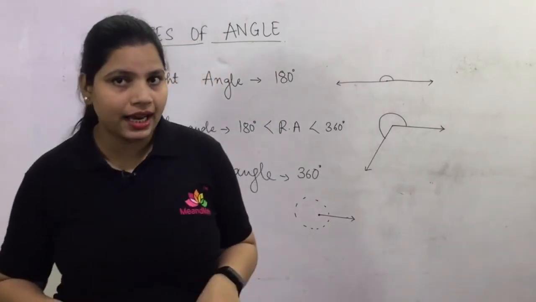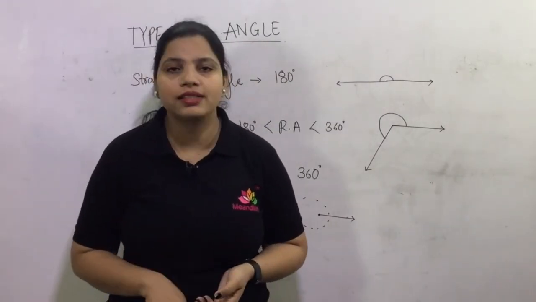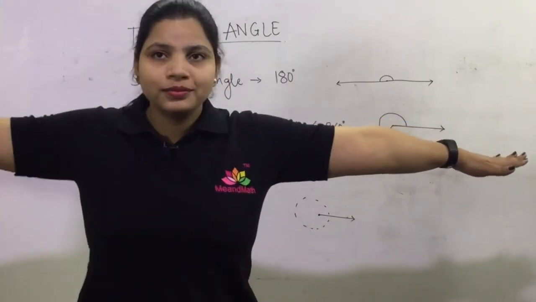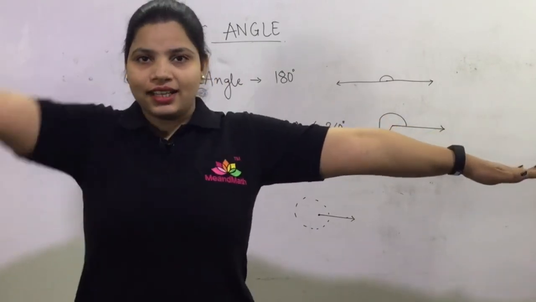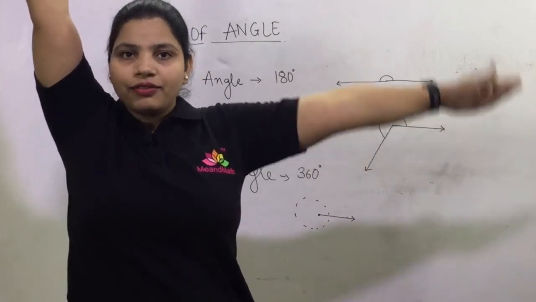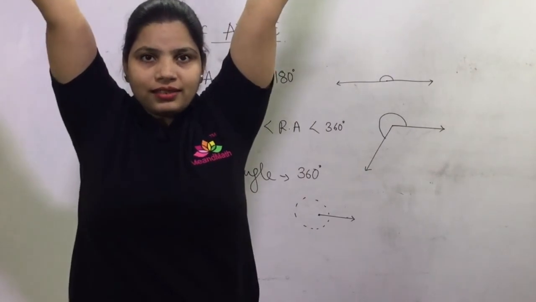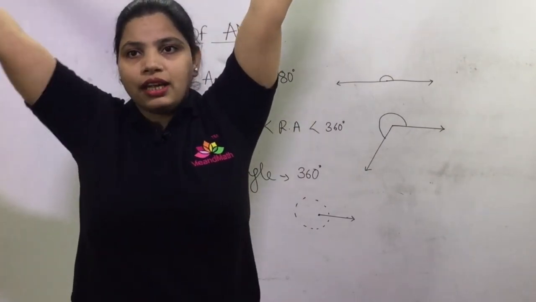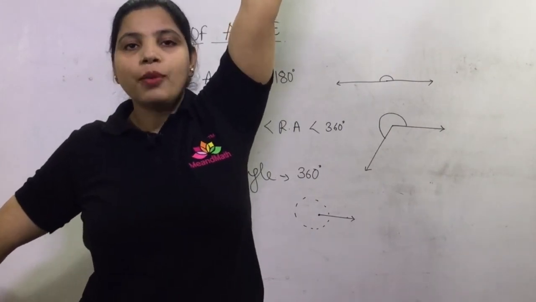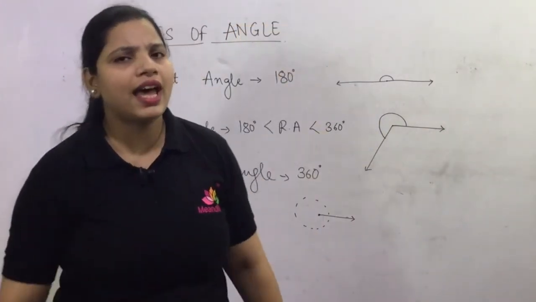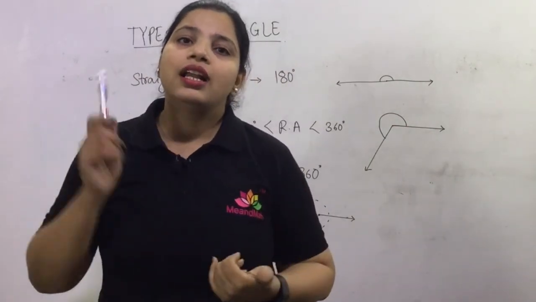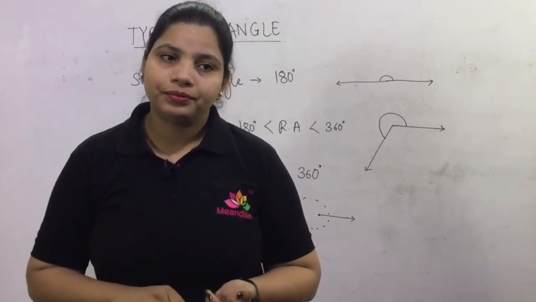Now I'm going to stretch my hands and you have to identify what type of angle this is. If I do like this, what type of angle is this? Straight angle. Correct. If I do it like this, right angle. If I do it like this, which angle is this? Acute angle. If I do it like this, which angle is this? Do with me. Obtuse angle. Correct. So we have these types of angles: acute angle, right angle, obtuse angle, reflex angle, straight angle, zero angle and complete angle.